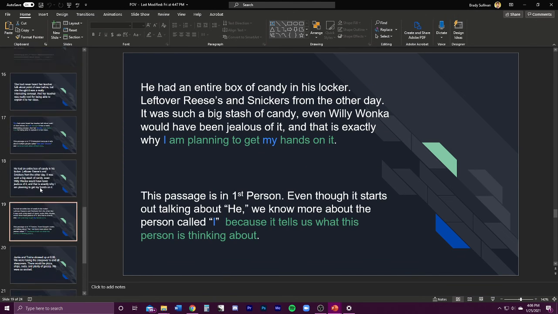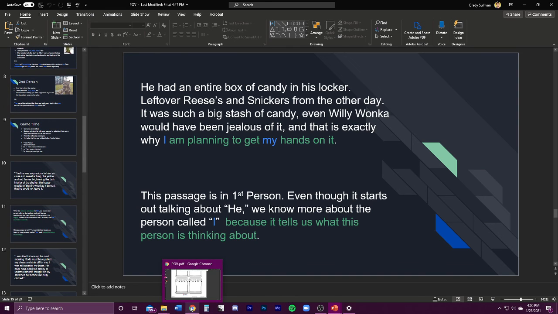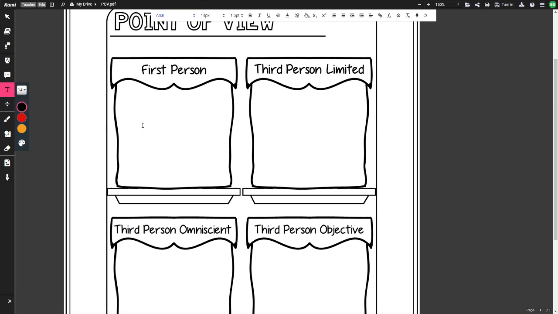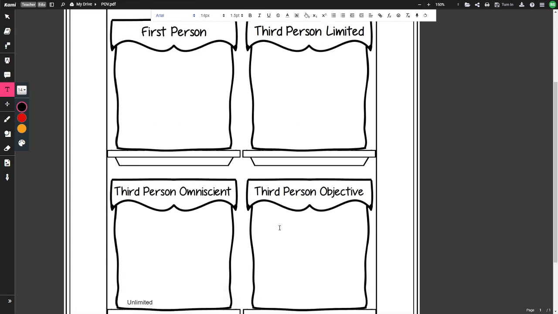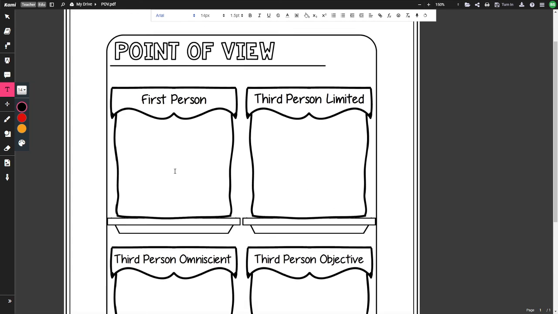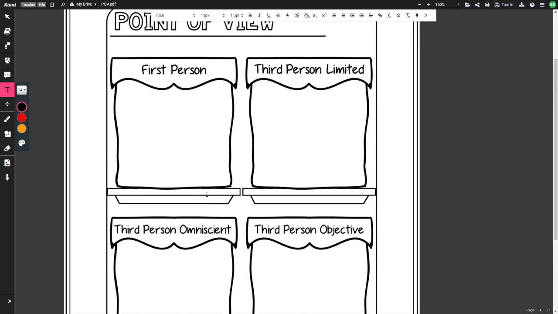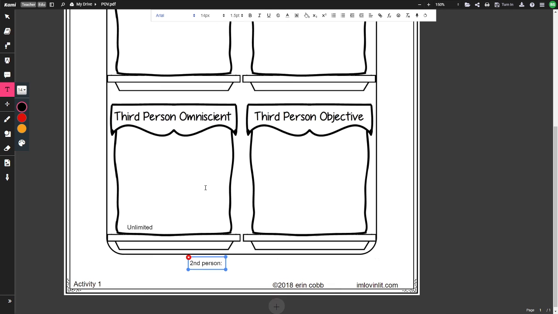Okay, so take a second to think about that. Make sure that you have your examples written down on these point of view window notes, and go ahead and turn them in for a grade.